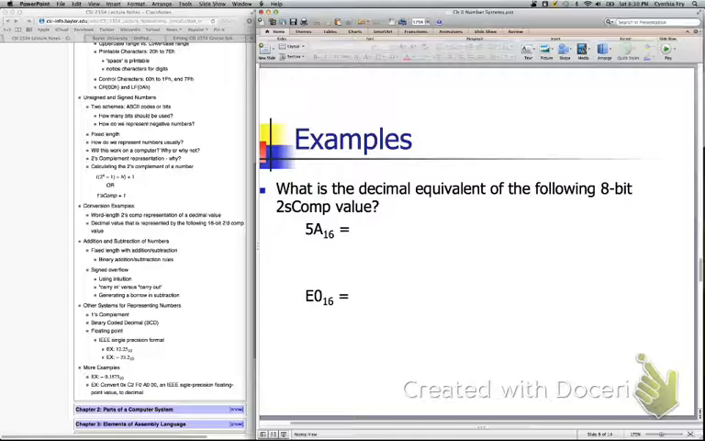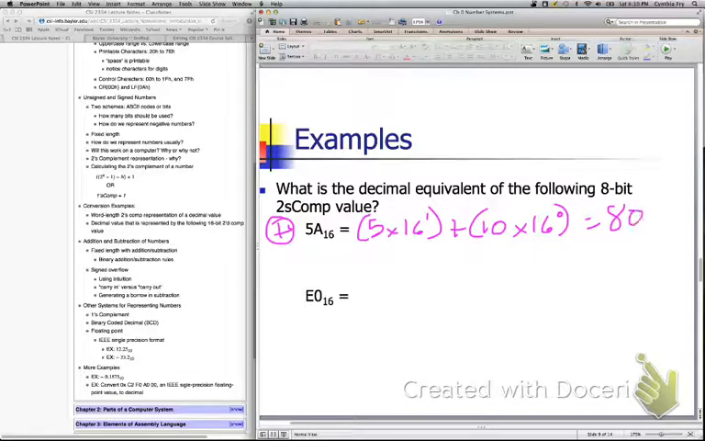Again, if it's positive, all I'm going to use is expanded notation to tell what this is going to look like. So I've got 5 times 16 to the 1 plus A, or 10, times 16 to the 0. Okay, 5 times 16 is 80. And then 16 to the 0, anything to the 0 power is 1. 10 times 1. So this equals 90 in decimal.